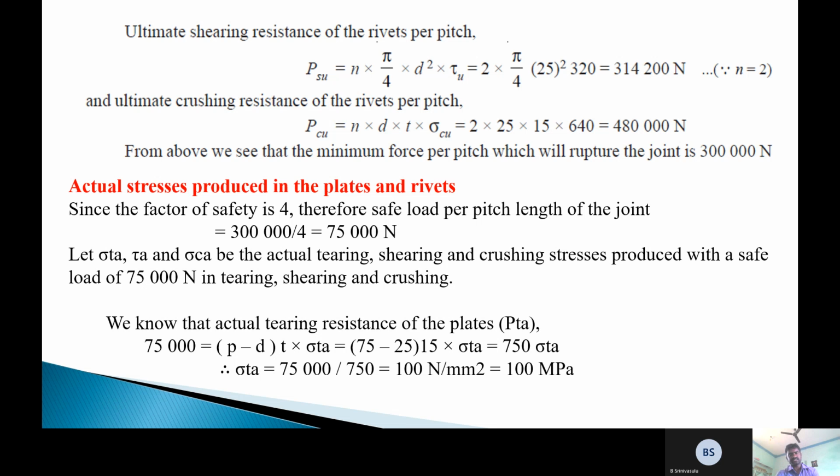Next, the ultimate crushing resistance of the rivet per pitch. P_CU equals n into d into t into sigma_c, which equals 4 lakh 80,000 newtons.